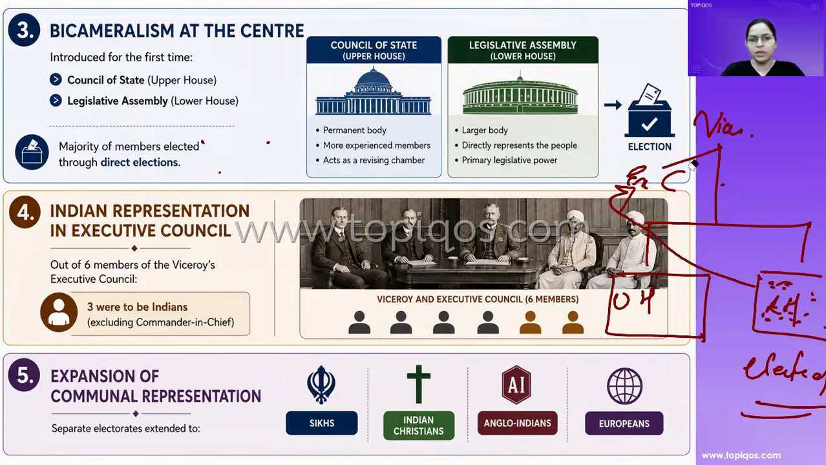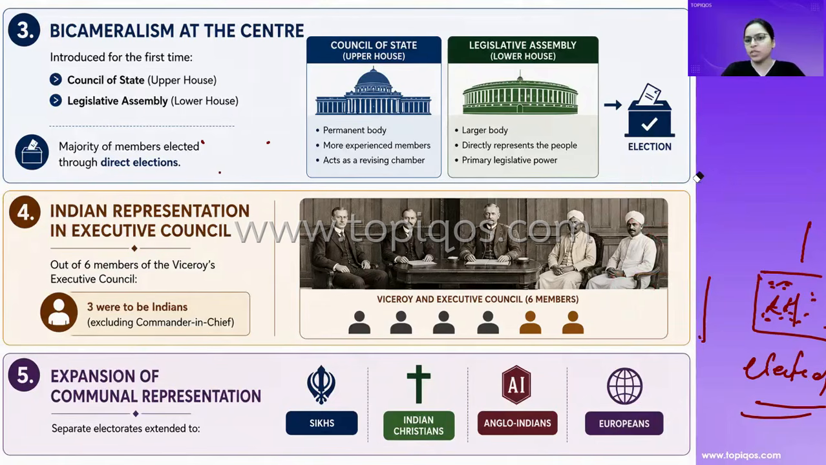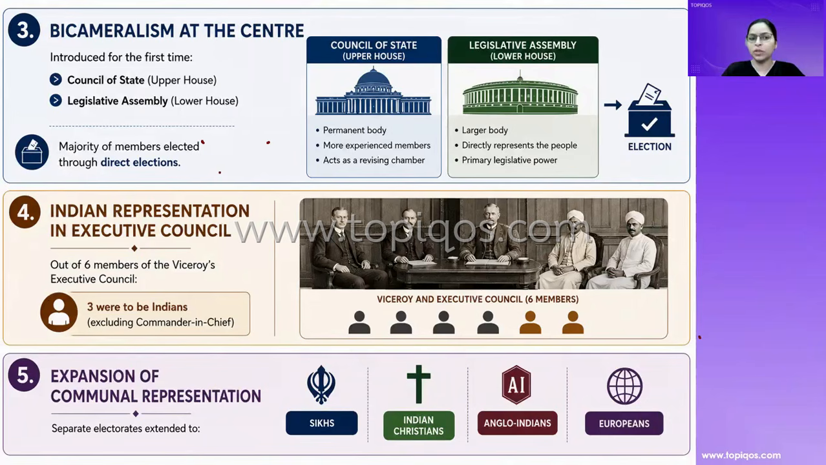Okay, now Indian representation in the Viceroy's Executive Council. Now, this is very important. Now, the demand was what? 50% of the members in the Viceroy's Executive Council should be Indians, right? That was the demand in the Lucknow Pact.